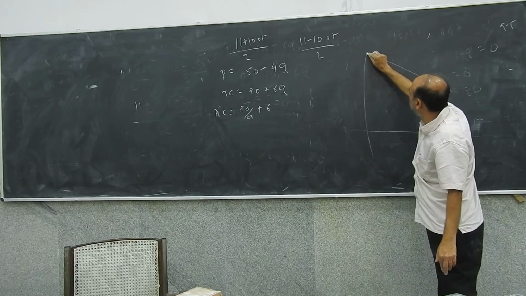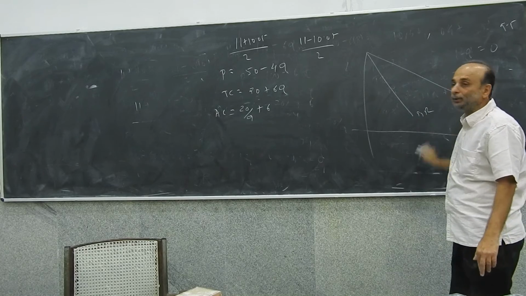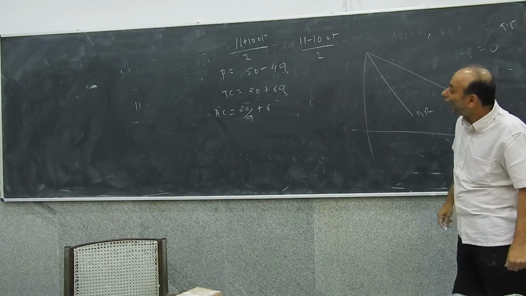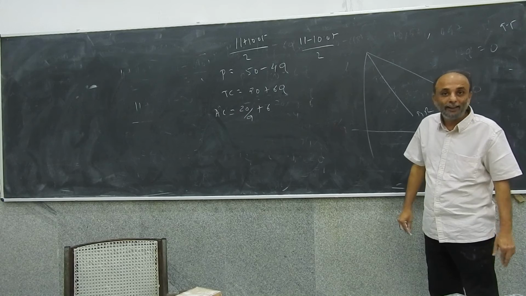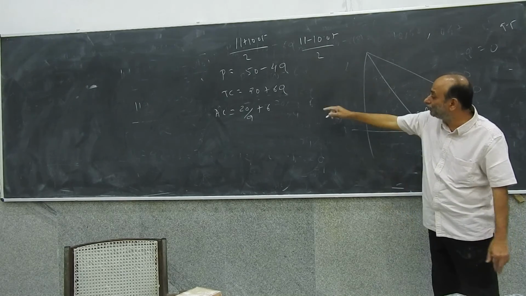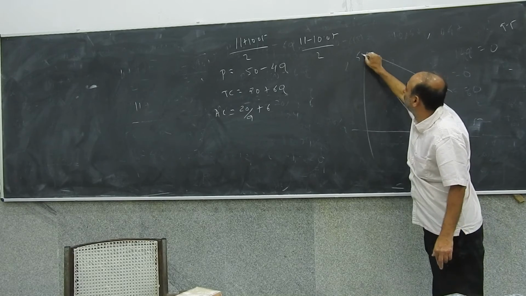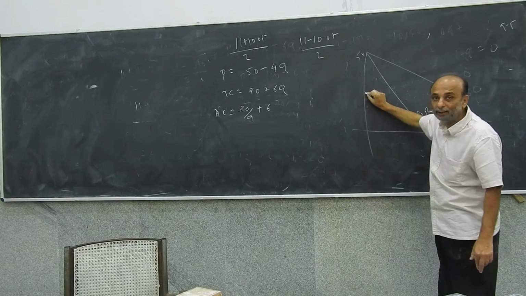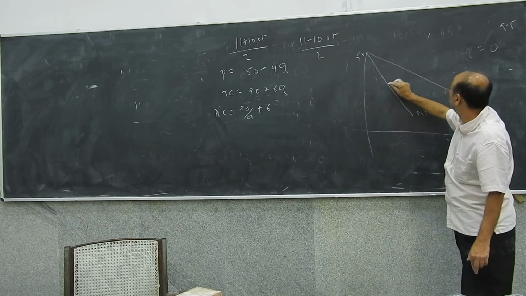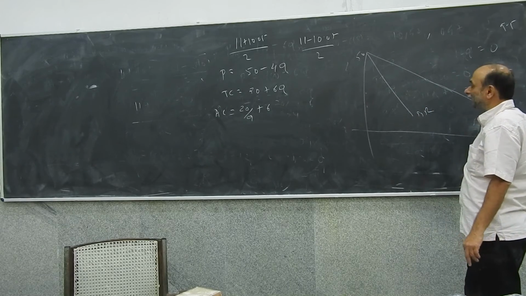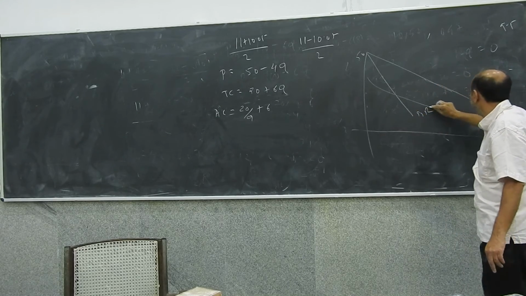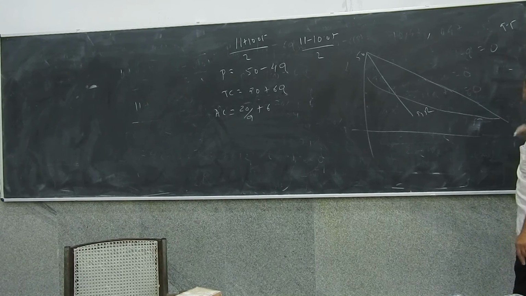So this would be the price, and this would be the marginal revenue. How will the average cost go? 20 by Q plus 6. It will begin at some point here, and this will keep on going like this, like this, like this, a declining function.